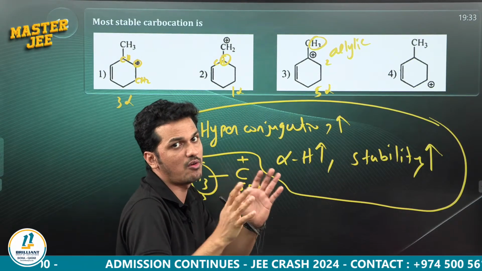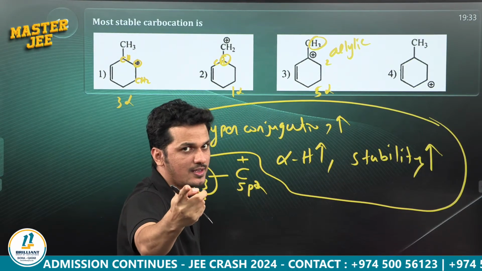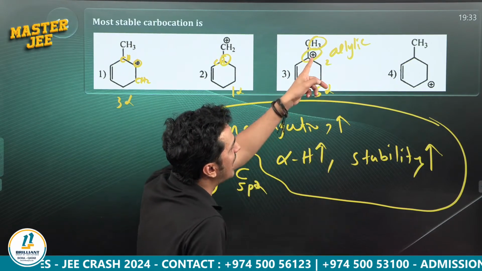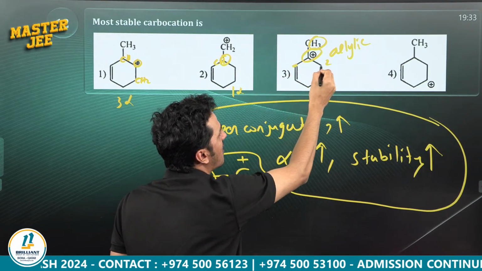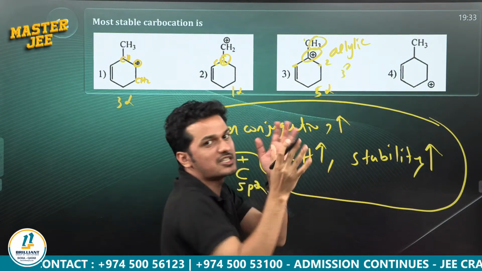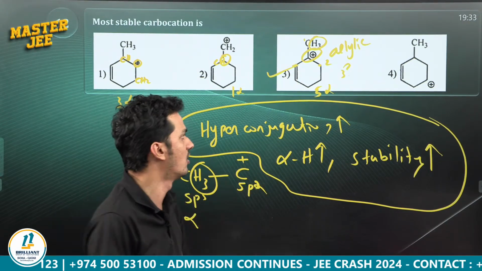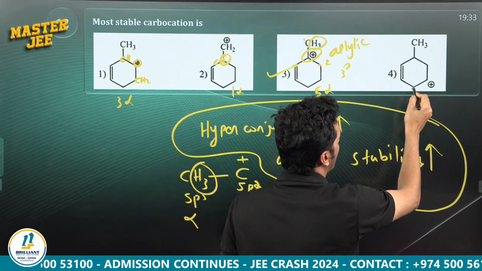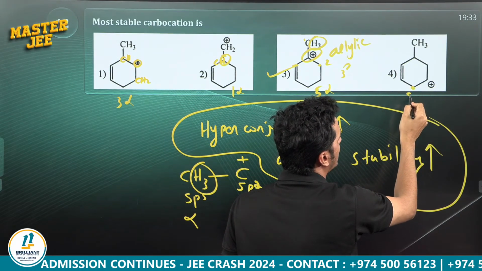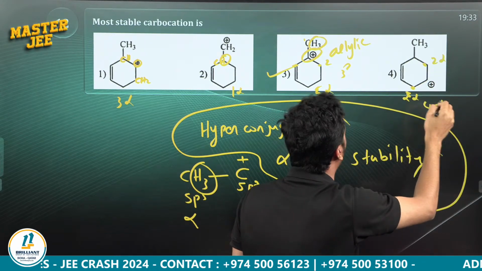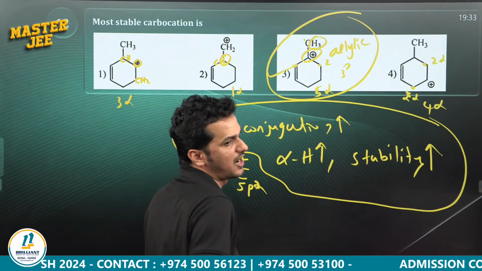Allylic carbocations have more stability due to resonance. As well as this, the carbocation is attached with 3 carbons, 1, 2, 3, so it has tertiary nature also. So that is highly stable, no doubt at all. What about here? This carbocation is connected with this sp3, which has 2 alpha hydrogen, and this has 2 alpha hydrogen. So total 4 alpha hydrogen only. So the most stable one is the third one.